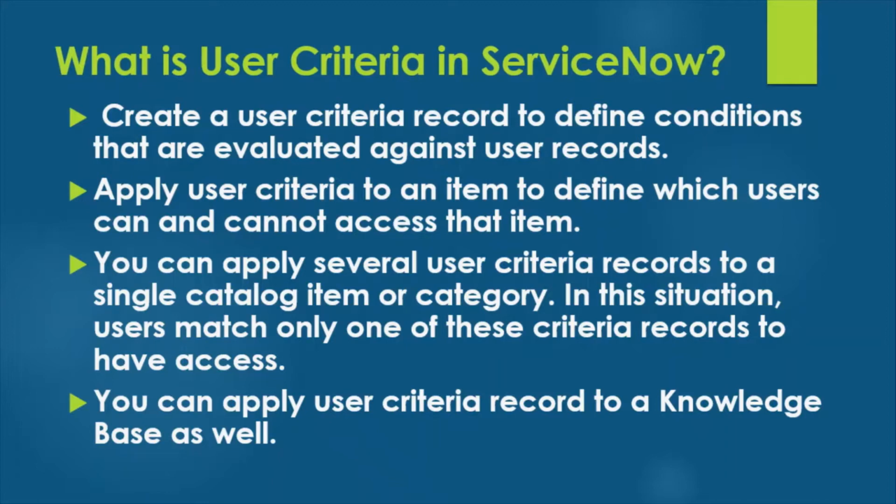So for example, we have created three user criteria and added them to one catalog item. If one user criteria matches, the user will have access to that catalog item. Okay, and the same goes for knowledge base and category. So you can apply user criteria to knowledge base, catalog item, and category.